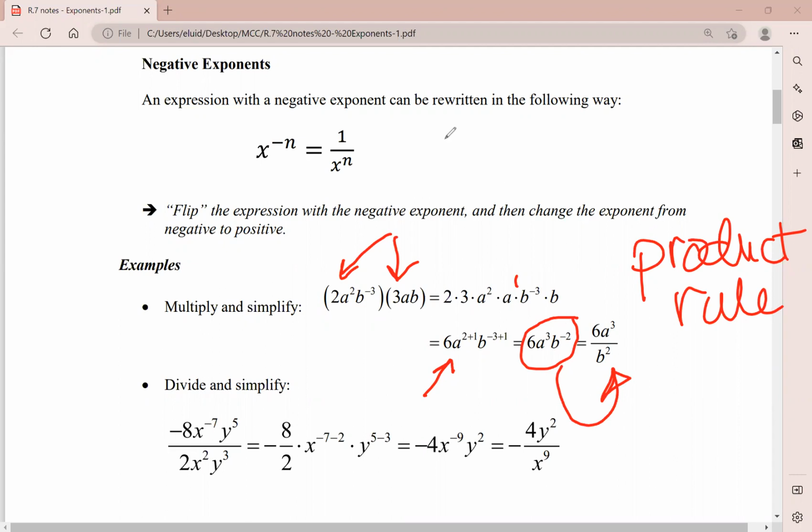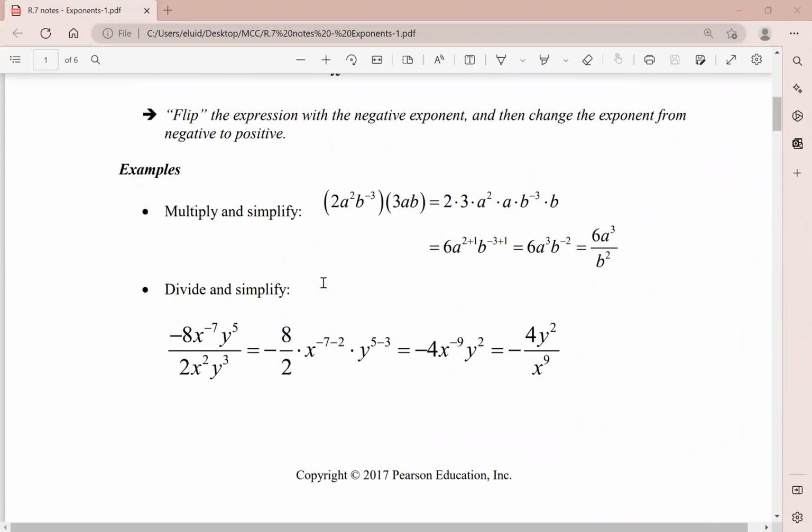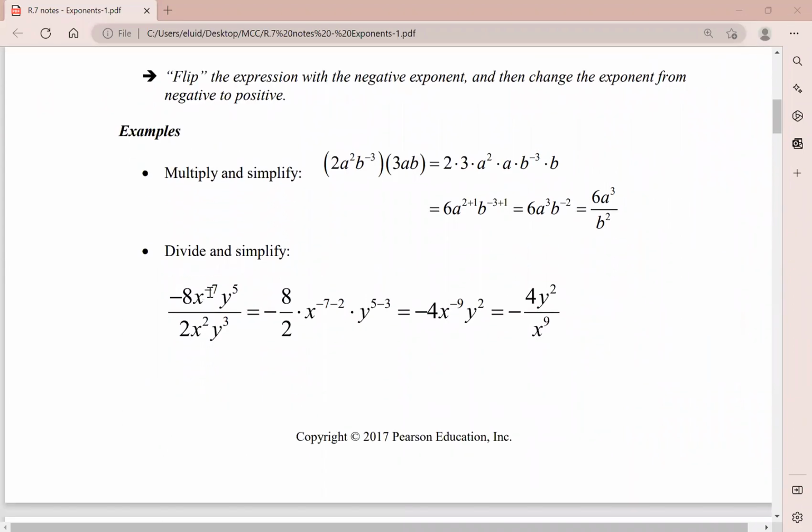Let's look at a dividing example. Dividing problems really just look like fractions a lot of the time. So think of it as reducing a fraction or simplifying a fraction. So here's our dividing example. -8 x to the -7 y to the fifth over 2x squared y to the third. Think of it like 3 separate problems that you're working on. So first, the coefficient numbers. You're going to divide -8 divided by 2, and that's -4.